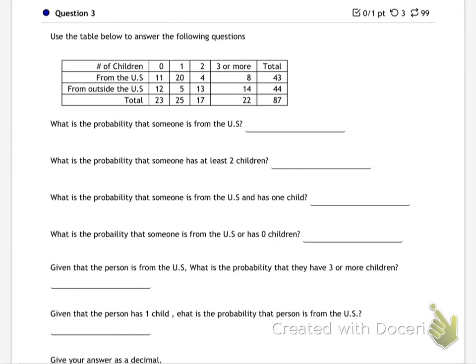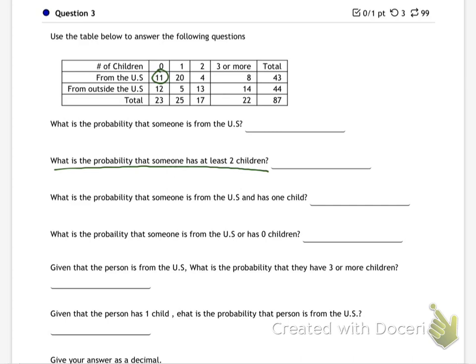All right, what is the probability that someone, so we have this big table. I'm going to skip the first question, second question. No, second one would be good. Let's do the second one. What's the probability that someone has at least 2 children? Let's make sure the data table's making sense first off. Tell me about those 11 people. What do you know about those 11 people?